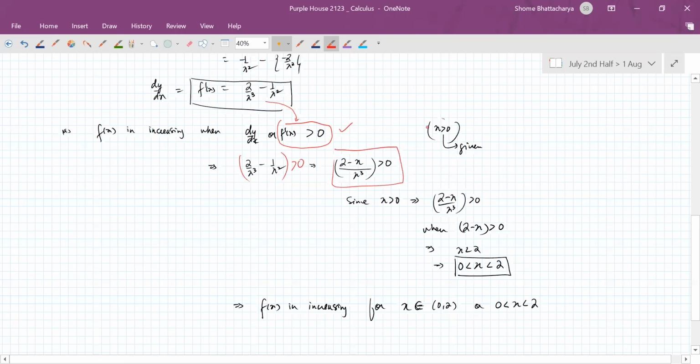We are only considering those values of x which are greater than 0 because this is given in the question. So for every value of x that is greater than 0, your denominator is already greater than 0. So since x is greater than 0, when I'm saying this whole bracket is greater than 0, it means the numerator should be greater than 0 because the denominator is already positive. Okay, you understood the point now? Yes, sir. So f prime x will be positive when the value of x is less than 2. But already we know that it has to be greater than 0. So it's between 0 and 2.